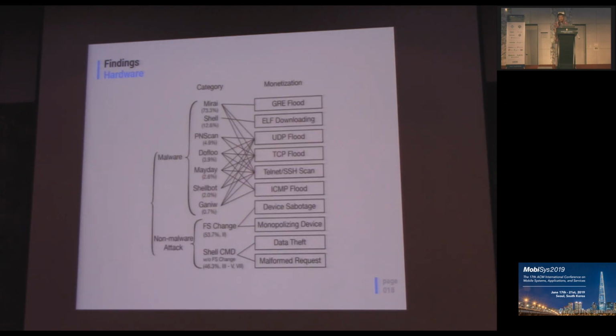The attacks against our hardware honeypots are categorized in this figure. The malware can be classified into 7 types, and most of them are Mirai. The typical behaviors are various kinds of flooding. As for non-malware, we generally group different types into two categories, with or without file system changes. And the different types will be introduced later.